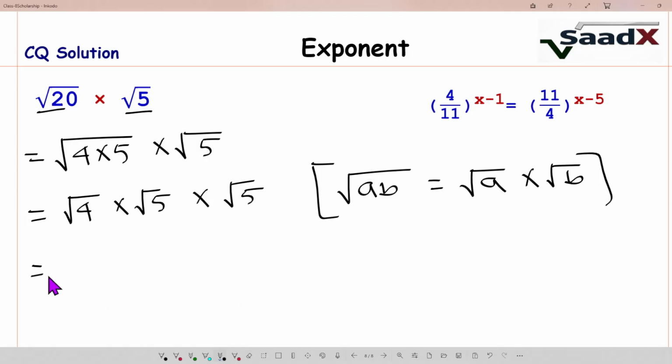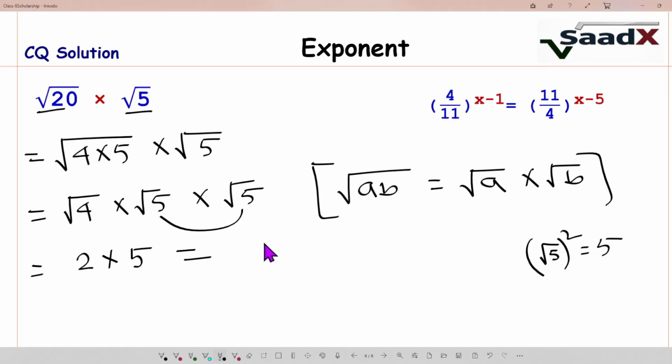Okay, now root 4 is a perfect square, so root 4 will be 2 times, here is root 5 times root 5, so root 5 squared will be only 5, so here is just 5. Our answer is 2 times 5, which is 10.